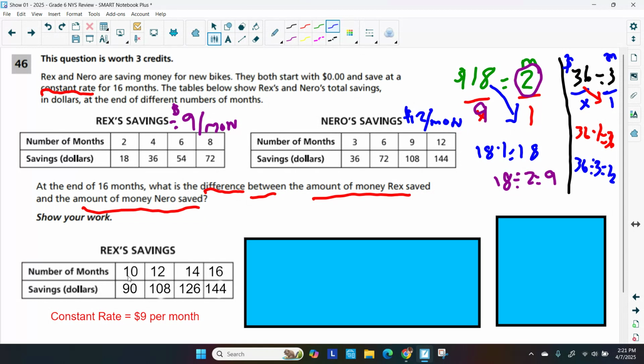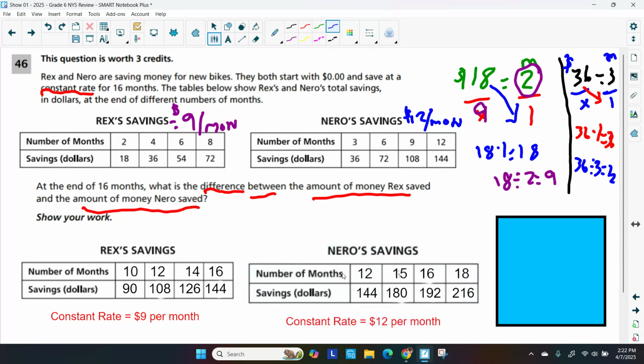So if they counted by 2, it's $18 we would add on to his last amount that he saved in 8 months. So 72 plus 18 is 90. So his constant rate, again, is $9 per month. So I'm going to count to the next 2 months. There's 108, 14 months, 126, and there it is, the 16-month, $144 he saved. Nice money, Rex.